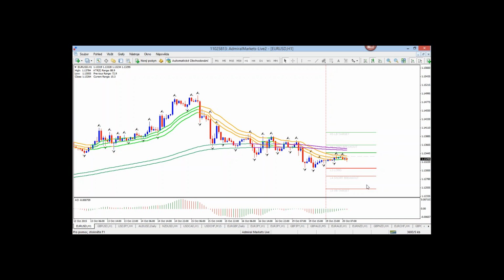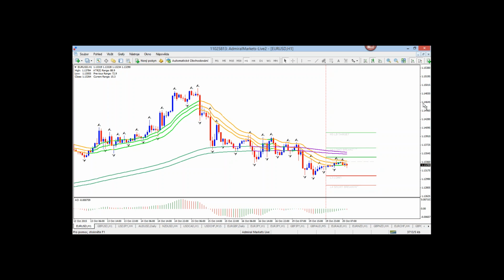So the Camarilla levels are definitely something to consider, but are not the only things, in my opinion, at least, because I'm always looking for some other confirmations or confluences, and just because price is going through an L3, that itself is not the only thing I'm looking for.